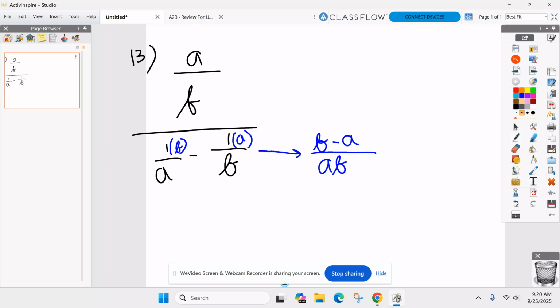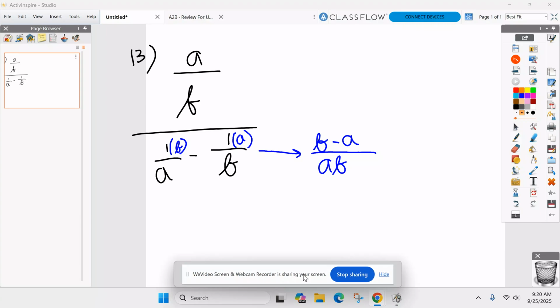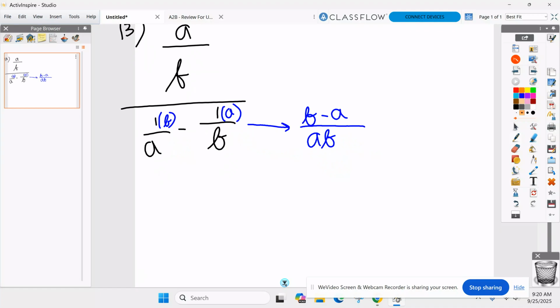So I need to make it into one fraction. Everyone's good? Now we can keep, change, flip. But not until you have 1 on 1. 1 over 1. All right, so keep the top. What do I mean by change? Division changes to multiplication. Flip the bottom. So AB goes on top. B minus A goes on the bottom.